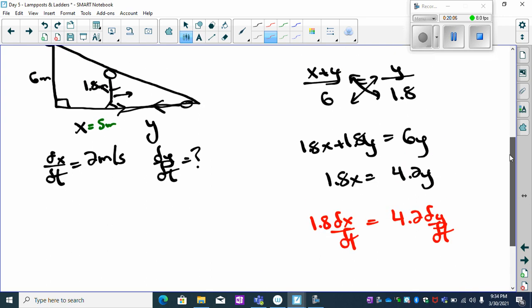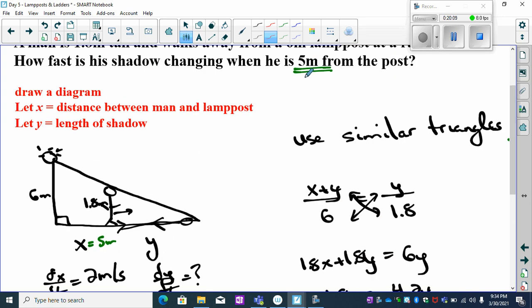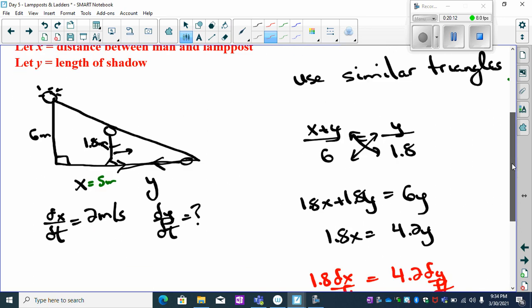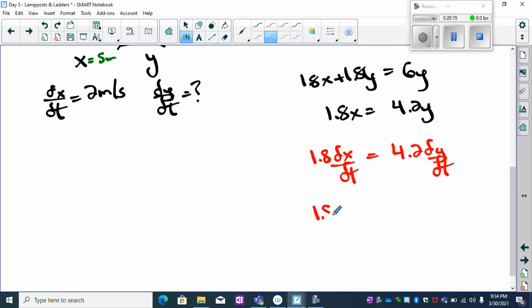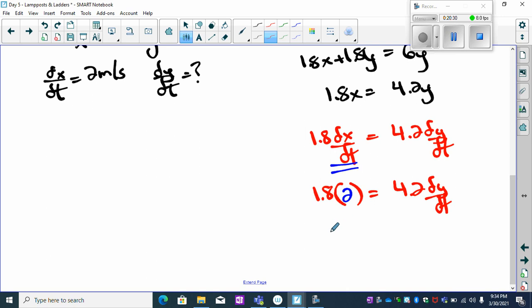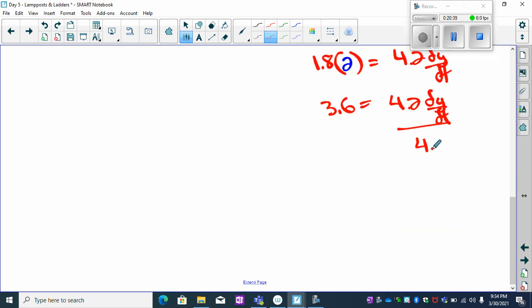Now look, there's nowhere to fill that 5 in. It doesn't need to get filled in. I know that dx over dt is positive 2 meters per second. 1.8 times 2 would give me 3.6 equals 4.2 dy over dt. Divide both sides by 4.2. That would give me 6 over 7 meters per second.